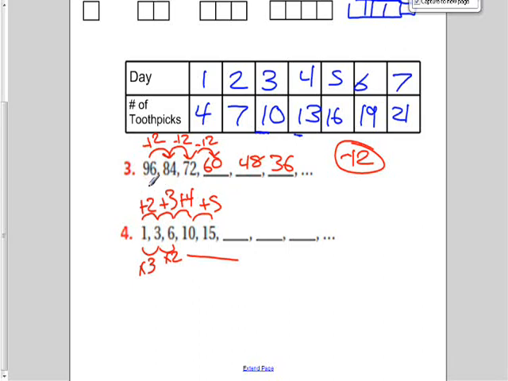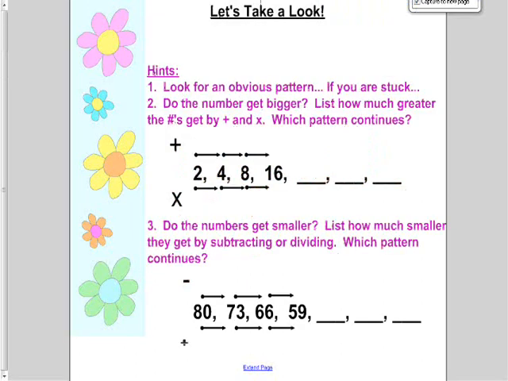Now I'm seeing a pattern. First we added 2, then 3, then 4, then 5. So I think we're going to add 6 and get 21. Then add 7 and get 28. Then add 8 and get, that's right, 36. All right, so it didn't go up by the same thing each time, but when we wrote it out, we could figure out what the pattern was.